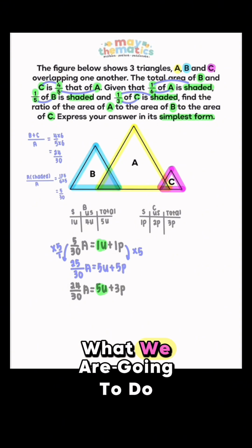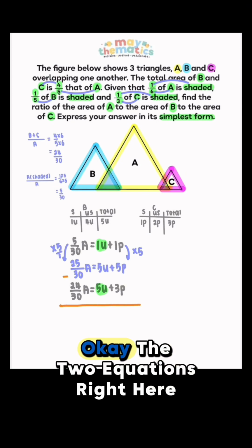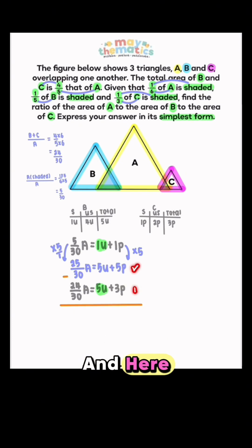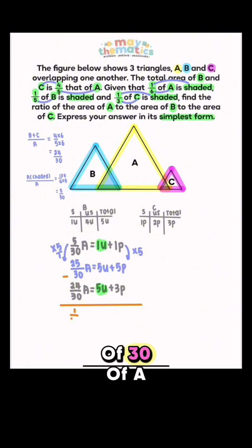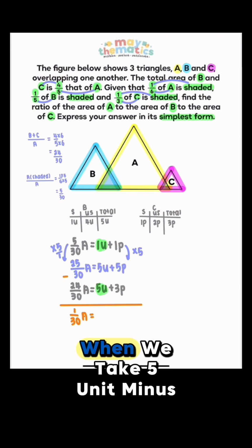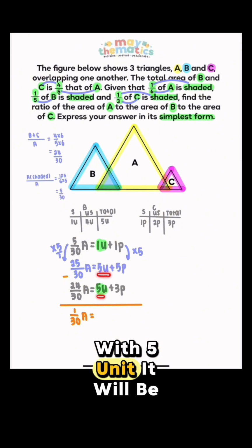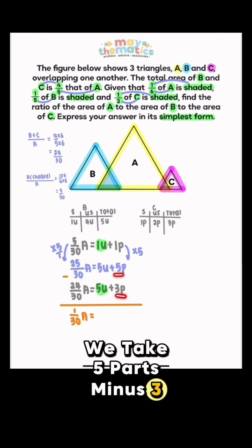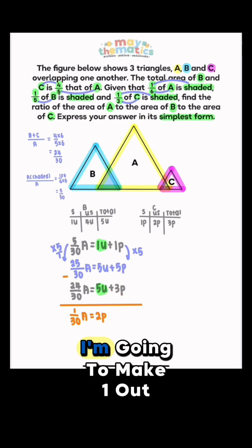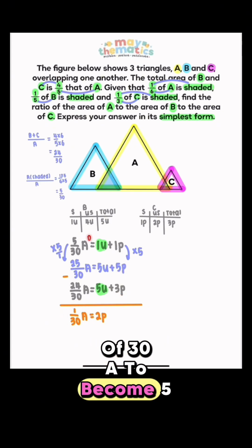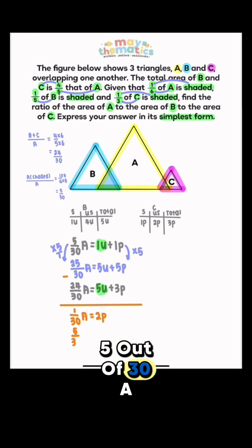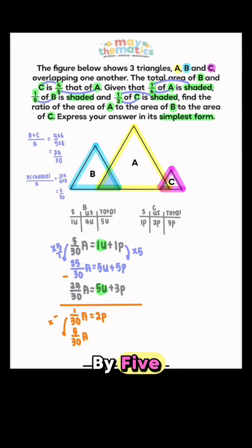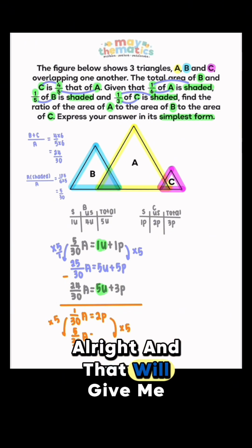Alright, so from here, we are going to subtract the 2 equations right here and here. So when we take 25 out of 30 of A minus 24 out of 30 of A, we will get 1 out of 30 of A. When we take 5 units minus 5 units, it will be gone. We take 5 parts minus 3 parts, we will get 2 parts. I'm going to make 1 out of 30 A become 5 out of 30 A. It means everything I'll multiply by 5, and that will give me 10 parts.